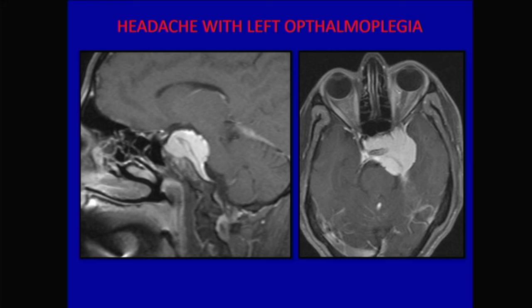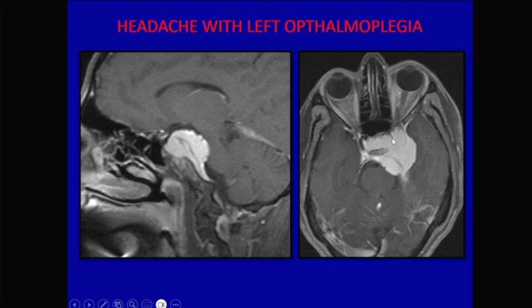Now this is a different scenario. You have a patient with headache and left ophthalmoplegia. So you have a very large extraaxial lesion centered along the sella and going along the clivus. And again here you can see, but there is one difference. Can you tell me that one difference compared to the cases you saw till now?